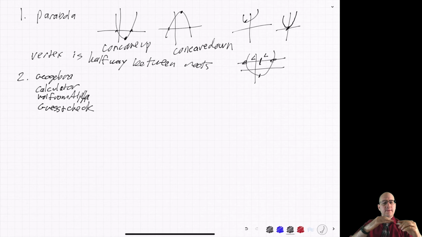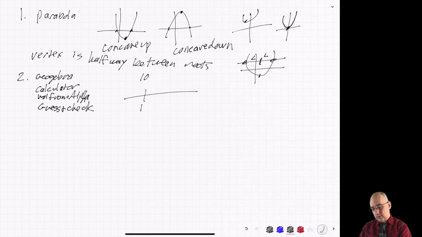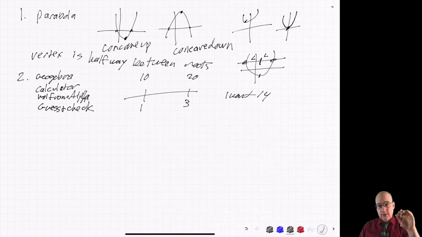So if, let's say I guess at 1 and I get 10. I guess at 3 and I get 20. And I want 14. So what I'm going to do is, okay, between 10 and 20 was 10 steps, right? So that's the y values, 10 steps. So the change in y. The change in x was 2, from 1 to 3, right?